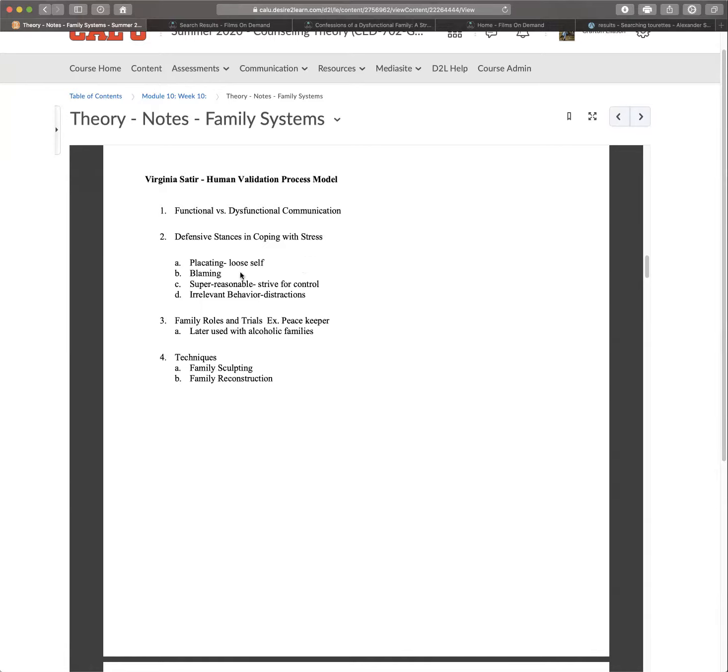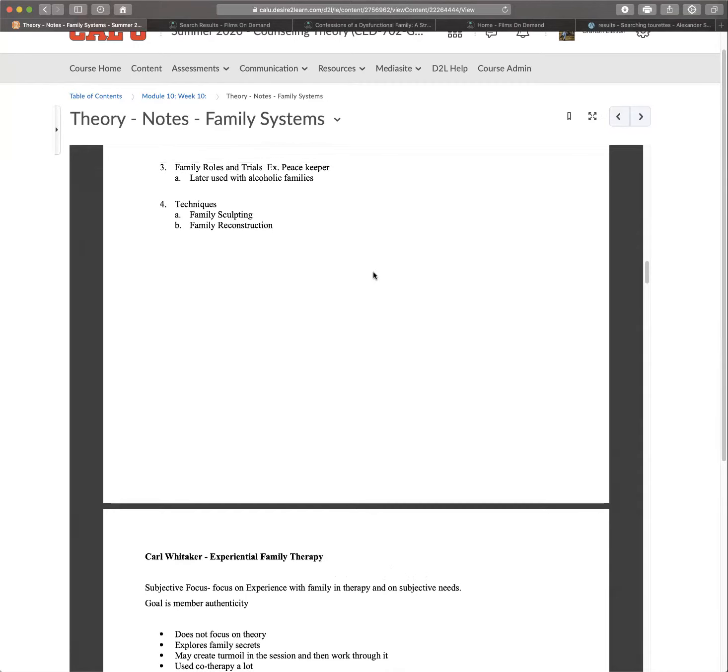Blaming. Blaming never succeeds in anything other than continuing the original argument. Being super reasonable is really striving for control. And irrelevant behavior or distractions are like, maybe we shouldn't argue, maybe we should do something fun. Let's go to the park, let's go to a restaurant, but it never solves the original problem. And she talked about very specific roles and traits.